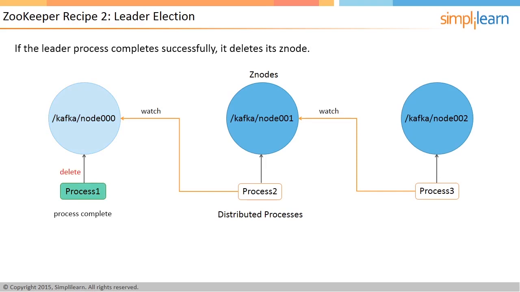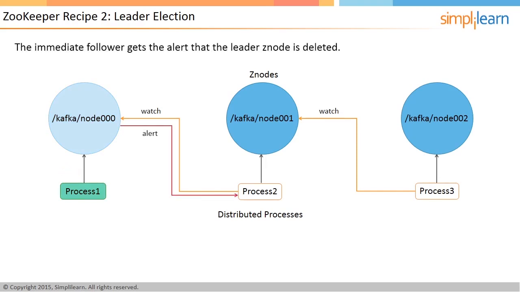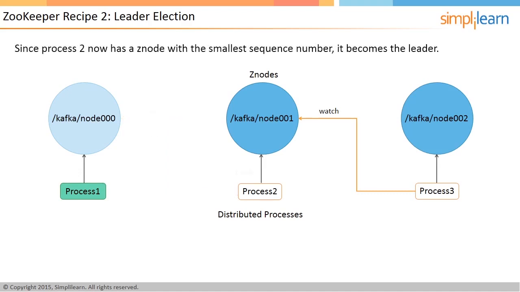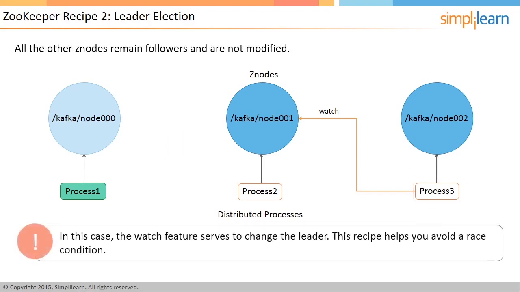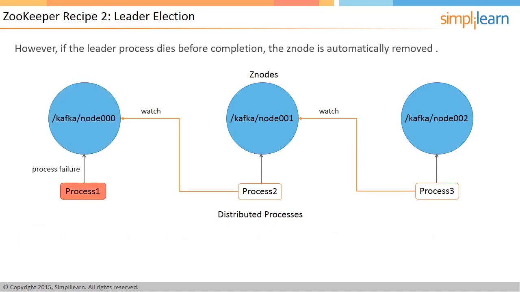However, if Process 1 dies before completion, then the znode /Kafka/node0 is automatically deleted as it is an ephemeral znode. This alerts Process 2 as it has a watch on the leader znode. Now Process 2 becomes the leader as it has the lowest sequence value. Process 3 remains a follower as the preceding znode is not modified. Leader election helps distributed processes to function by automatically handling a node failure.